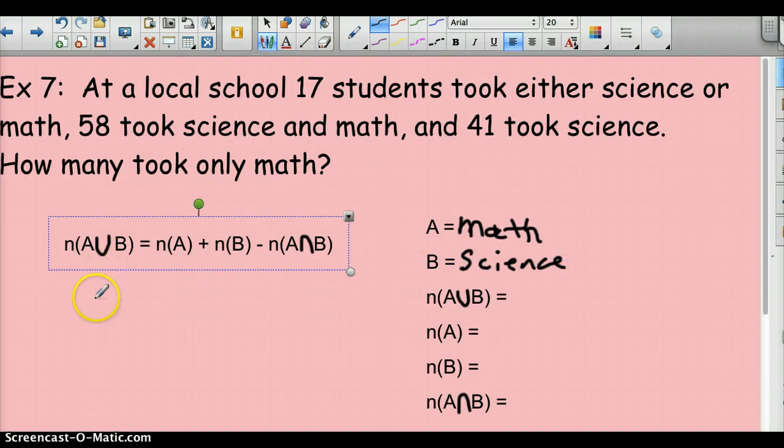Now, A union B, well, those are in either or, okay? So it says 17 students took either science or math. That is the union going on right there. Moving on. It says 58 took science and math. That's both. That's the intersection right there. So we will fill 58 in for the intersection. Next move. 41 took science. Well, science is B, so number of people that took science is 41.